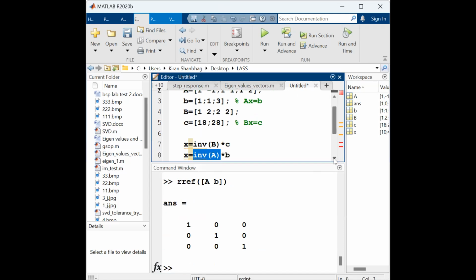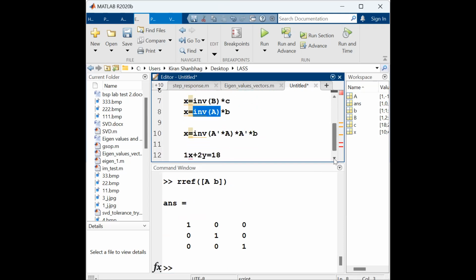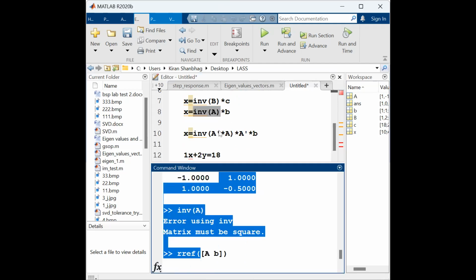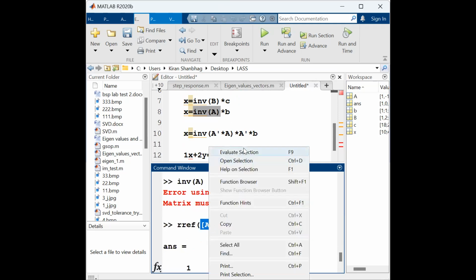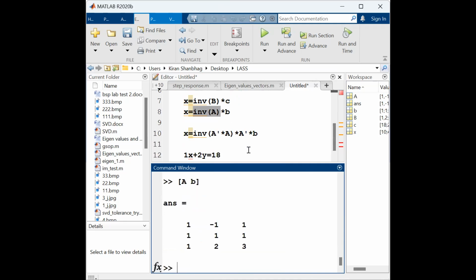This answer, by the way, is not so convincing. Remember, this answer is not so convincing also. Okay. So what should we do now? These kinds of systems, by the way, are called overdetermined systems. Okay. Now see here. This was it.